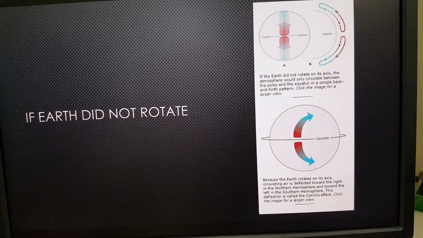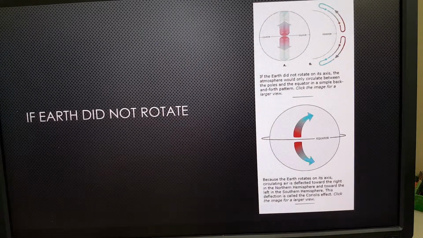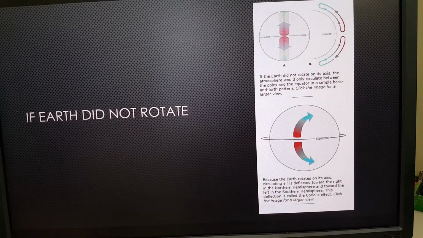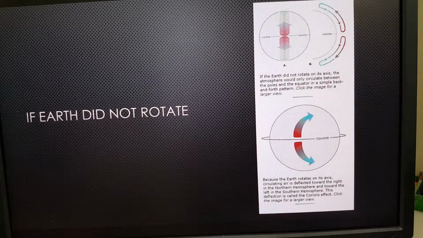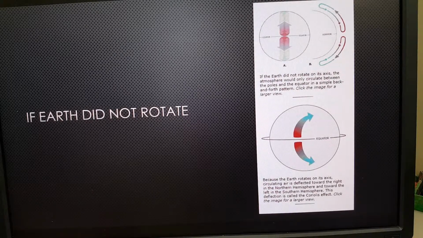This Coriolis effect, even though some of you flat earthers don't believe in Coriolis, obviously the little drain thing does not work. It is not Coriolis, but there is a Coriolis force, and it does affect many things in our atmosphere and oceans.